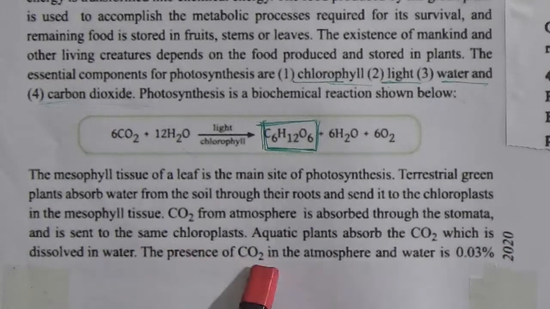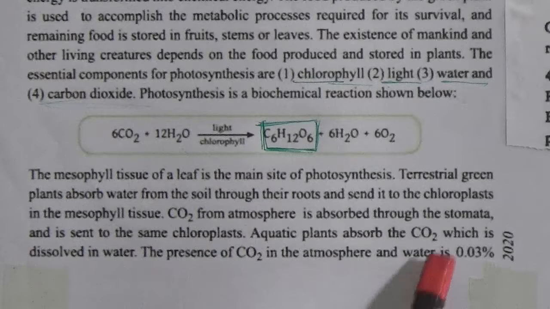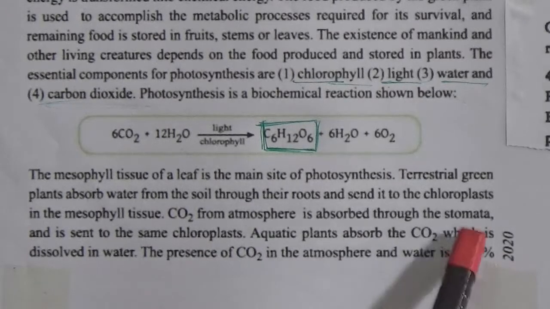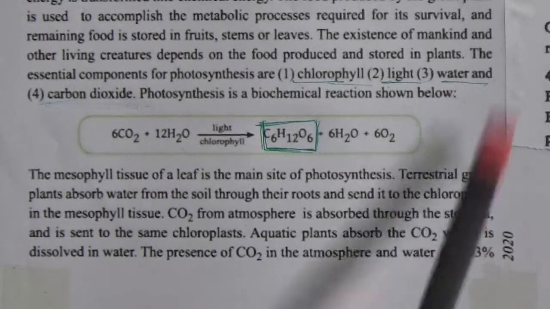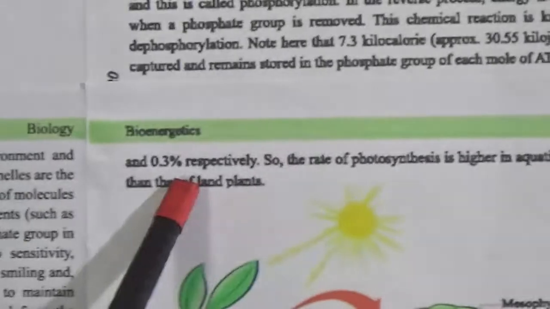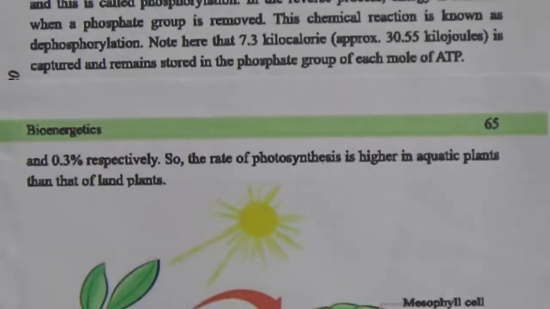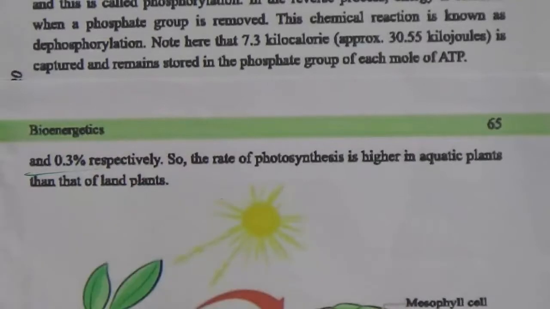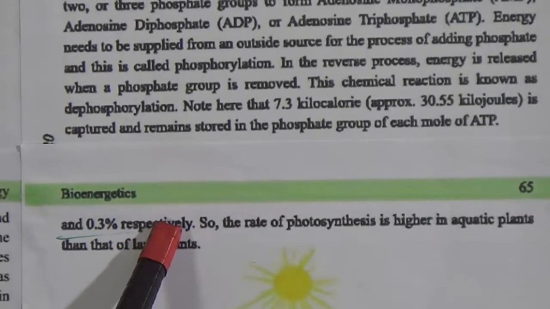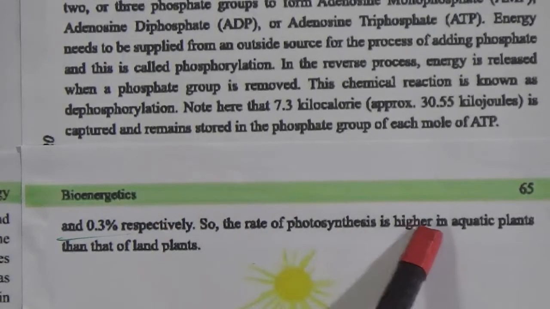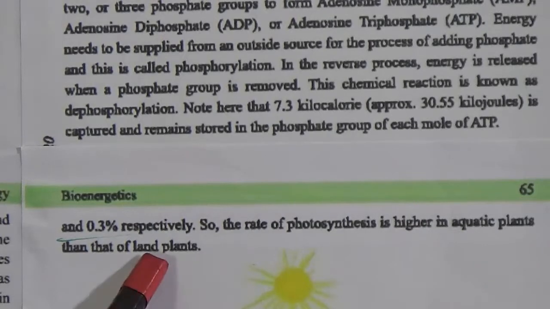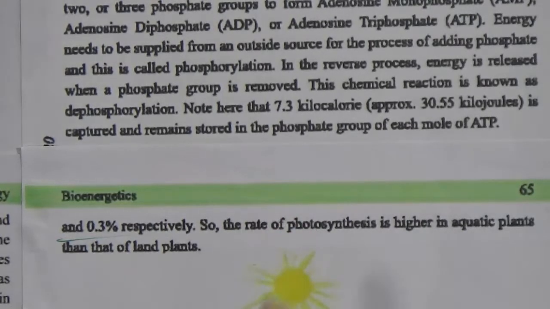The presence of carbon dioxide in the atmosphere and the water is 0.03% and 3% respectively. This is very important for your MCQ. In atmosphere there is 0.03% and in water there is 3% respectively. That's why the rate of photosynthesis is higher in the aquatic plants than the terrestrial plants.